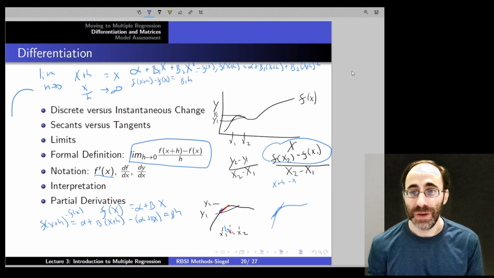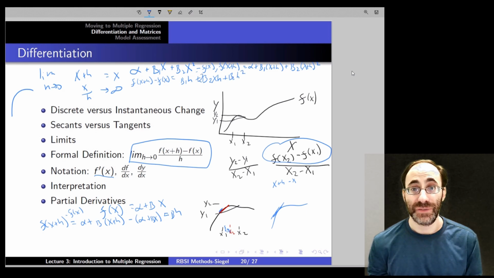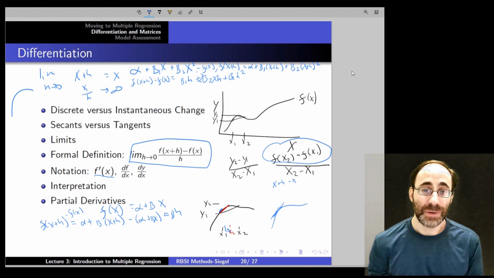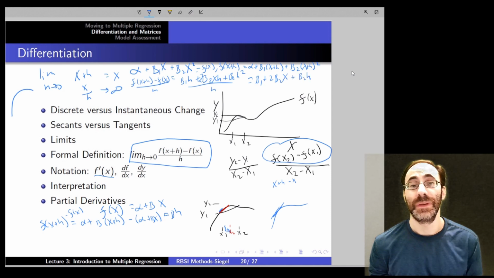Now what about the x squared parts? Well, when I square x plus h, I get x squared, which will cancel with this x squared. So those go away. I get 2xh. So I'm going to write it down over here. And I get an h squared. For the 2, sorry. And I get beta 2 h squared. So this is my f of x plus h minus f of x. Now I'm going to divide by h on both sides. And that gives me beta 1 plus 2 beta 2 x plus beta 2 h.